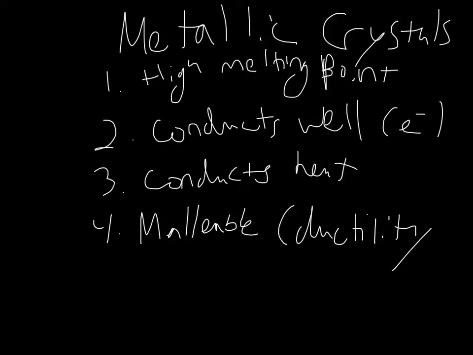I'm not sure why the Barron's book doesn't differentiate, but put ductility too, so that you know what that means. The properties of metallic crystals, those are the 4 big ones you need to know: high melting point, conducts electricity and heat well, malleable and ductile. So, strong bonds, metallic crystals. Next one is going to be ionic crystals.